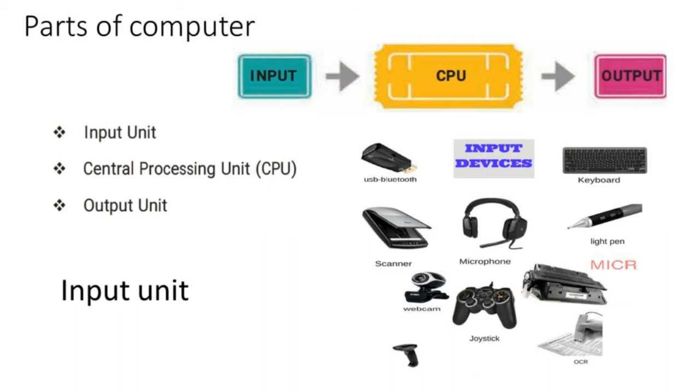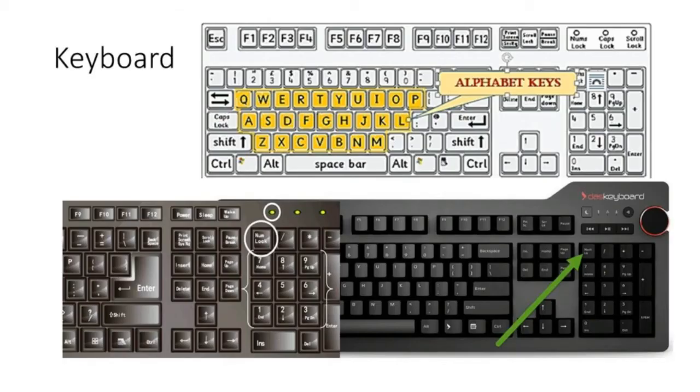The input unit helps to send the data and commands for the processing. The devices that are used to input data are called input devices. Keyboard, mouse, scanner, barcode reader, microphone, web camera, light pen are some of the input devices. In the input devices, first we are going to see the keyboard. Keyboard and mouse are the important input units.